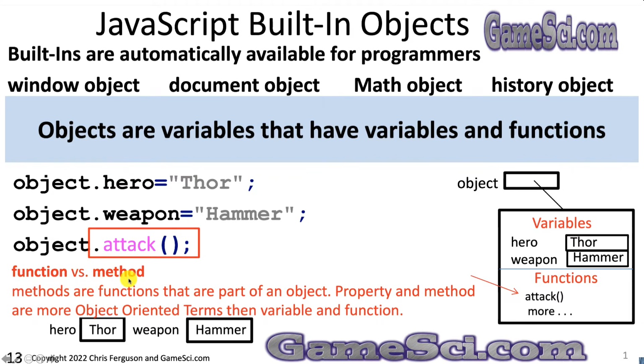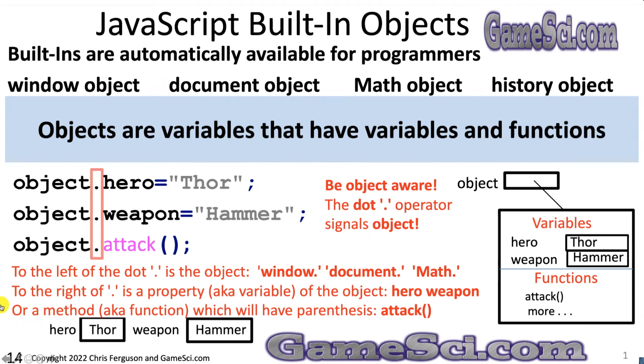Function versus method. Attack must be a function because look at those parentheses. But methods are functions that are part of an object. Properties and methods are just more object-oriented terms than variable and function. When something is outside of an object, we tend to refer to them as variable and function. When they're inside the object, we tend to call these properties and methods.